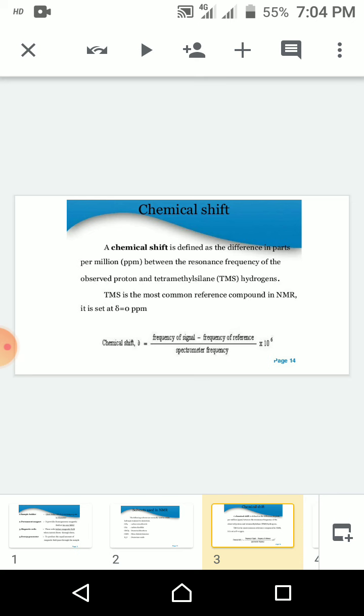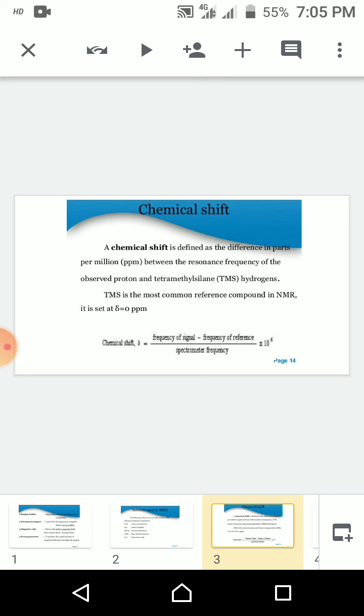Now we discuss an important topic regarding NMR, that is chemical shift. First of all, we understand what chemical shift is. Chemical shift is defined as the difference in parts per million between the resonance frequency of the observed proton and tetramethylsilane, TMS. TMS is the most common reference compound used in NMR, and it is set at 0 ppm. The delta value of the NMR peak of TMS is 0 ppm.